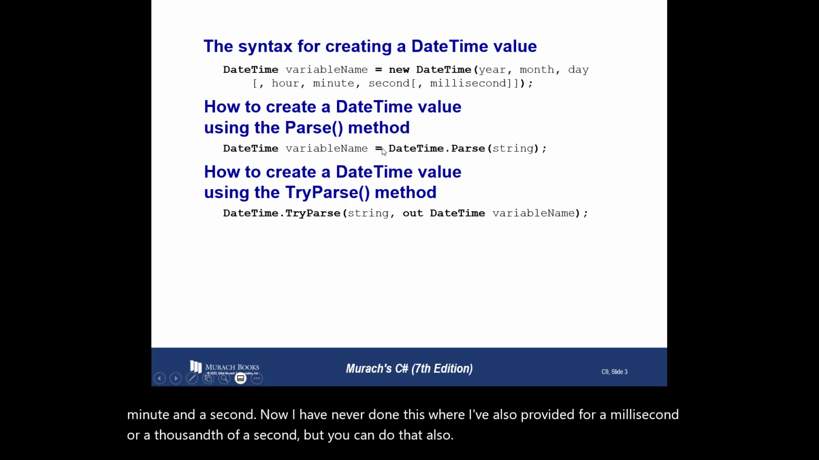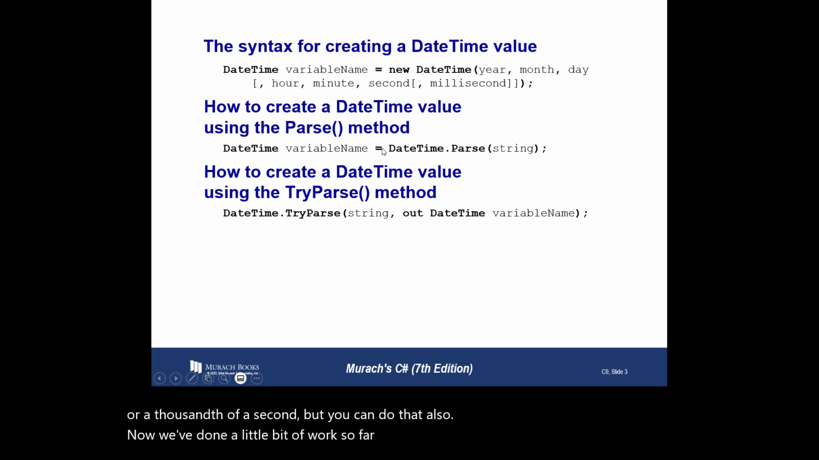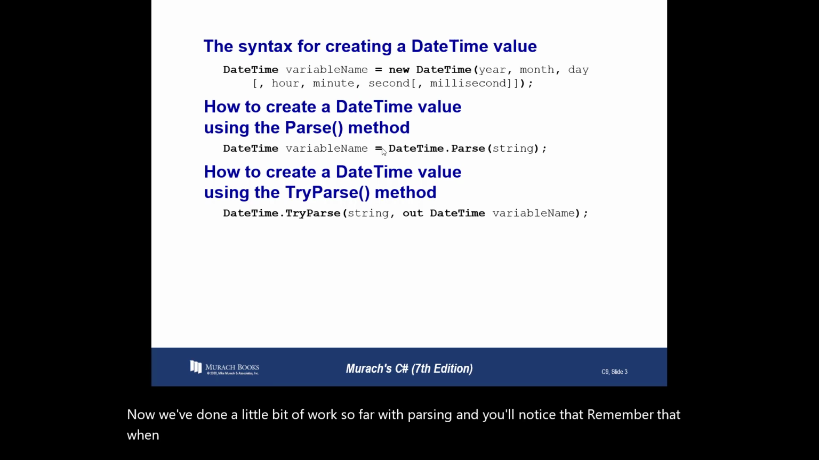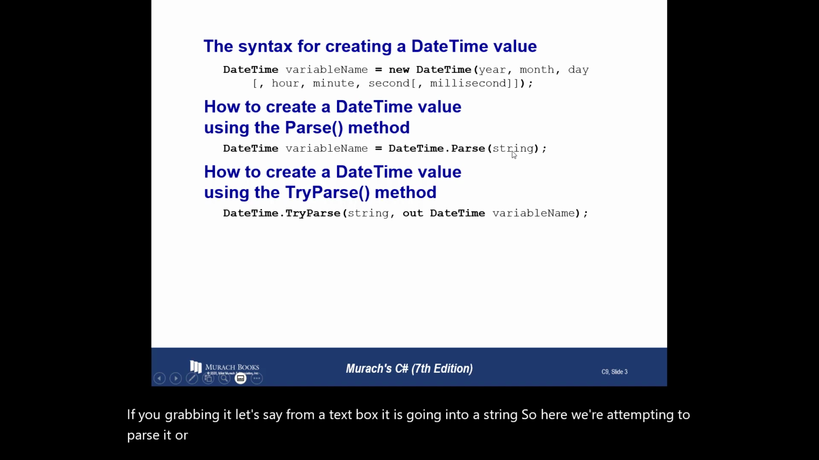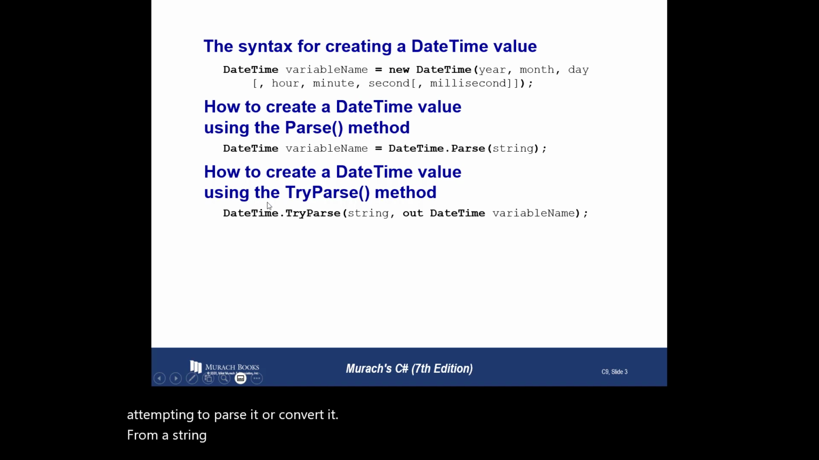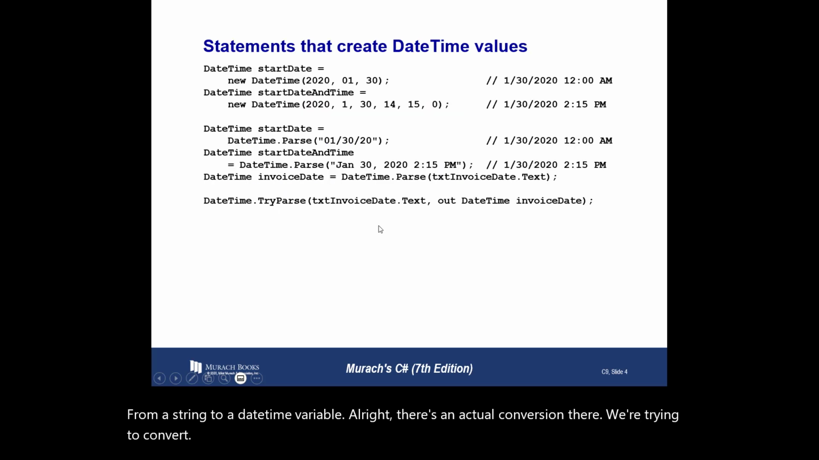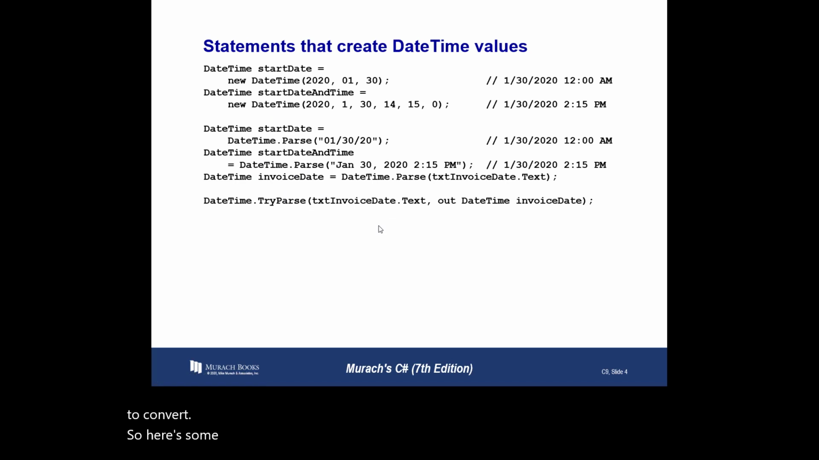Now, we've done a little bit of work so far with parsing, and remember that when you read that information in, if you're grabbing it, let's say, from a text box, it is going into a string. So here we're attempting to parse it, or convert it, from a string to a DateTime variable. There's an actual conversion. There we're trying to convert. So here's some examples right here. I'm not going to read these out loud to you.